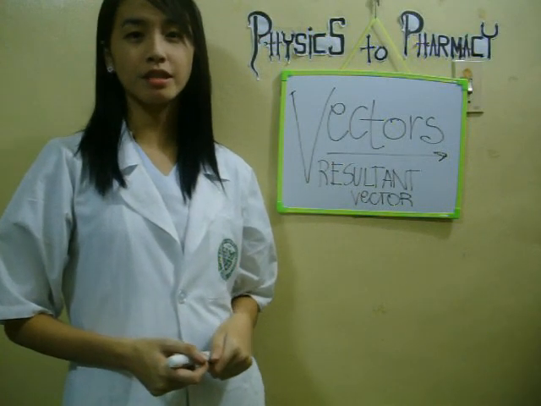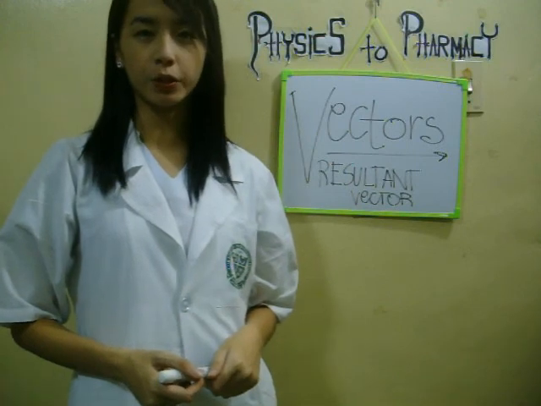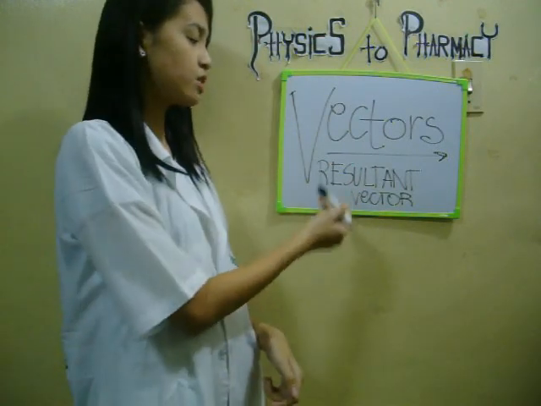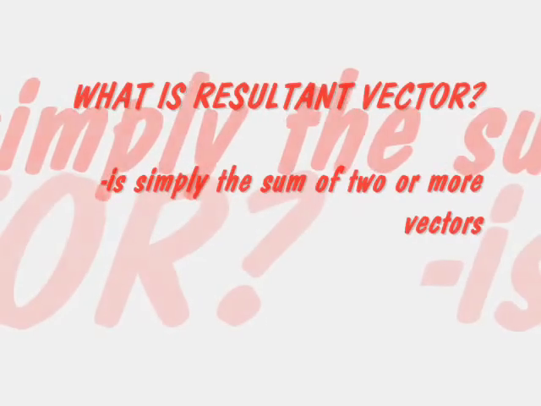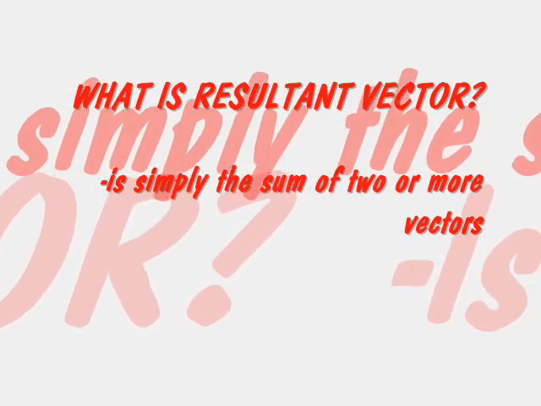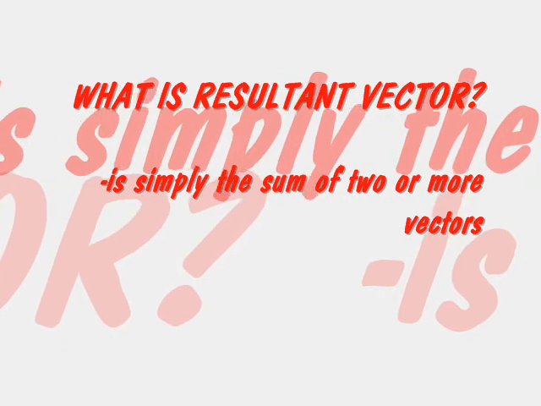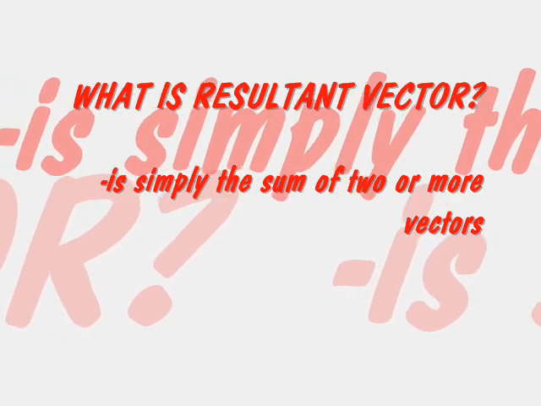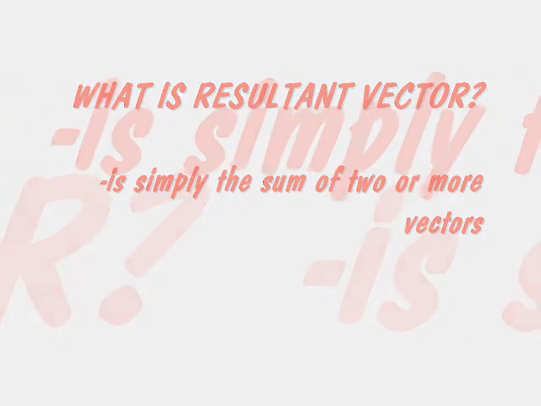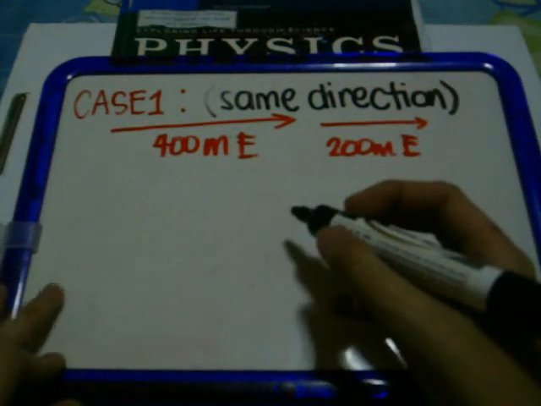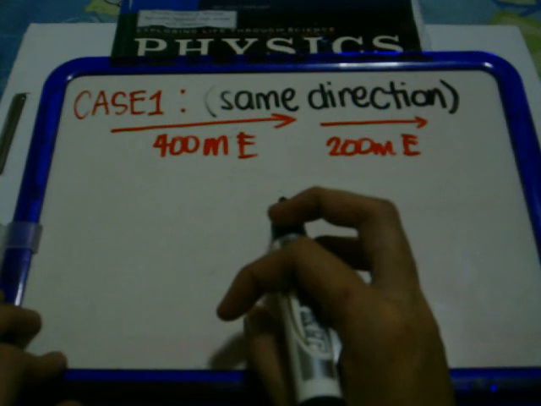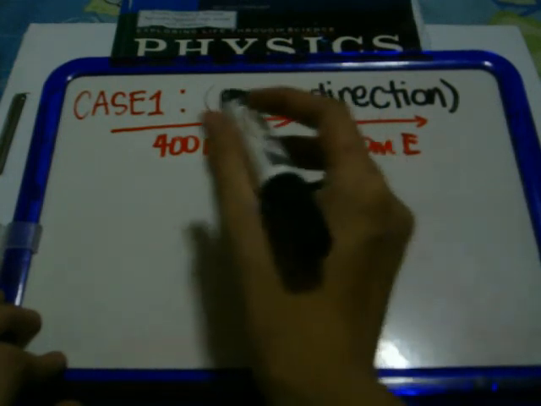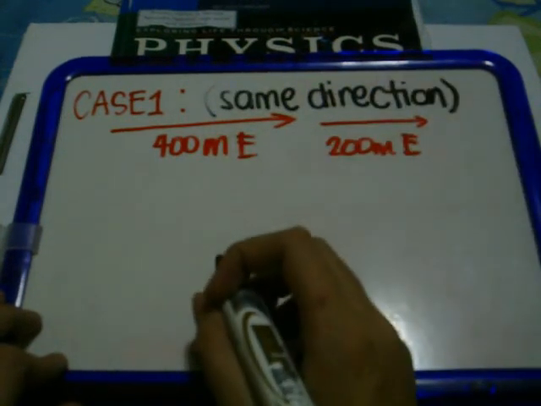We can now proceed in determining the resultant vector. What is a resultant vector? Resultant vector is simply the sum of two or more vectors. There are different cases in finding the resultant vector. For the first case, two vectors acting in the same direction.